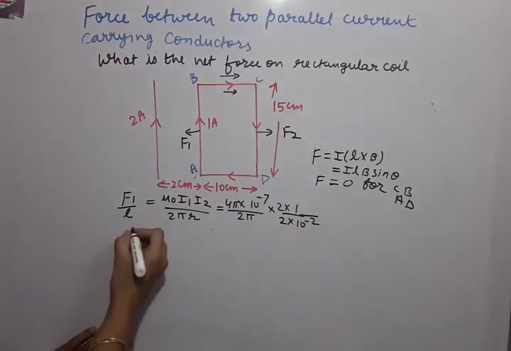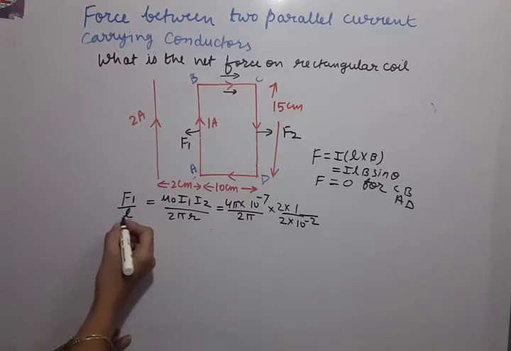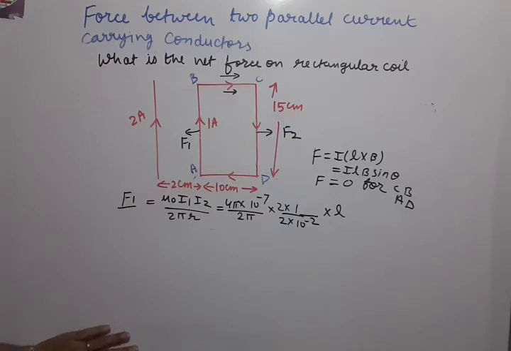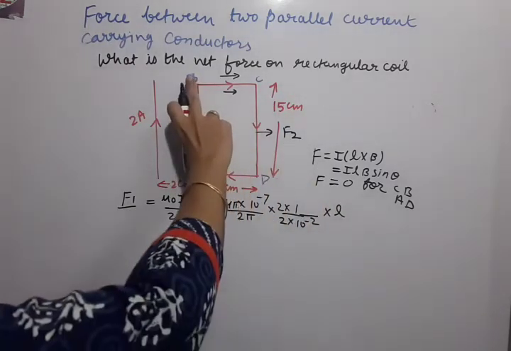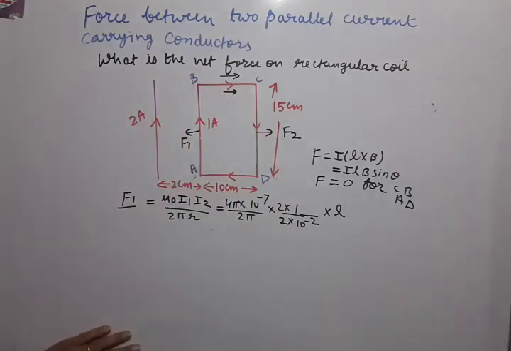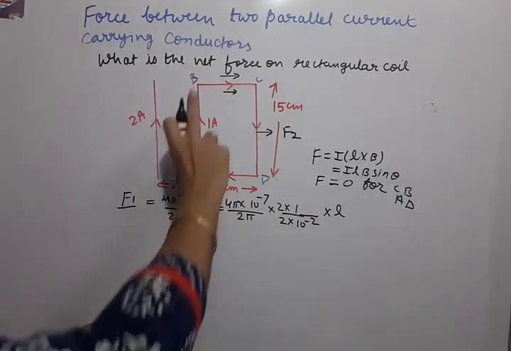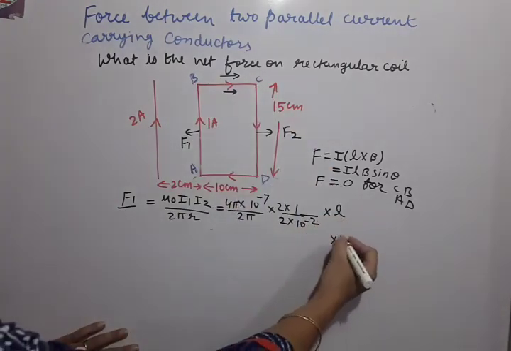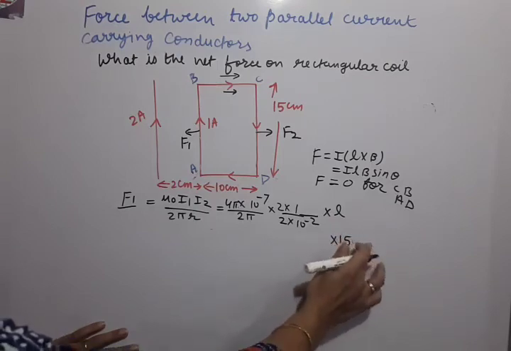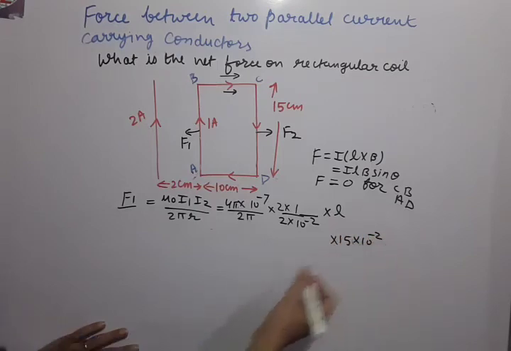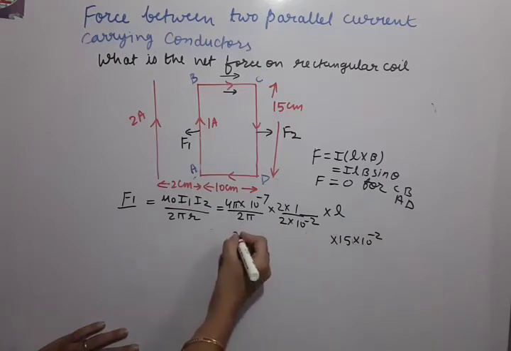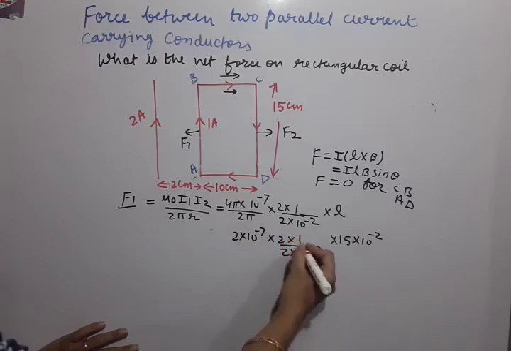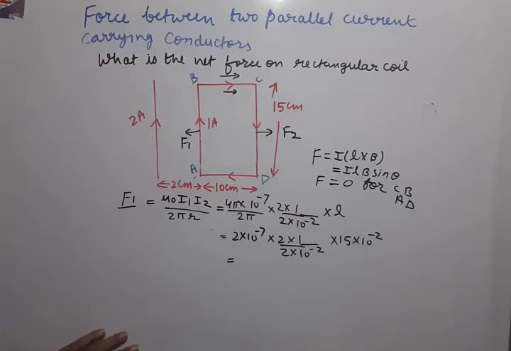Okay. Now we need to multiply by this L here to get the total force. So this L, that means the length of this wire on which we are calculating the force. The length of this wire is given as 15 centimeter. So here I will put 15 centimeter, meaning 15 into 10 raised to power minus 2 meter. All other things are substituted like this only. This way we will get the answer for F1 first.